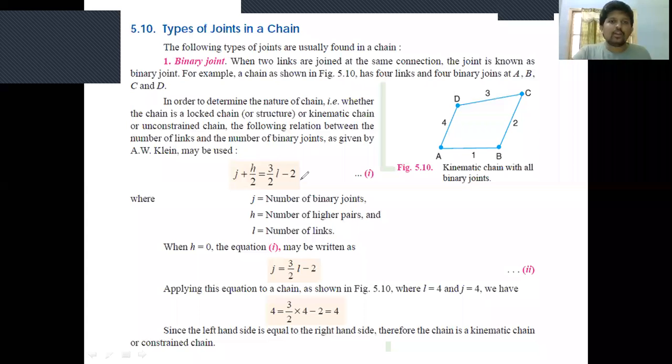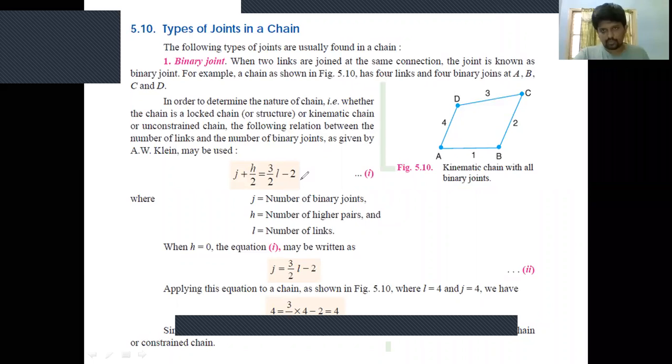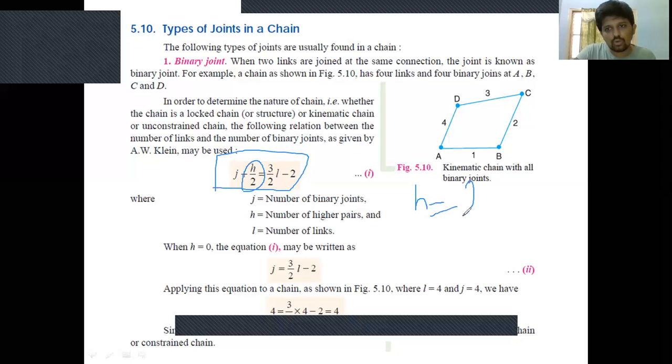To explain the binary joint, we need an equation which we already used before. It is the same equation, but with an extra term here, h by 2. What is this h by 2? While explaining earlier, we said that we are only using lower pairs. We are not using any higher pairs. But if we want to use higher pairs, we explained that one higher pair is equivalent to two lower pairs.